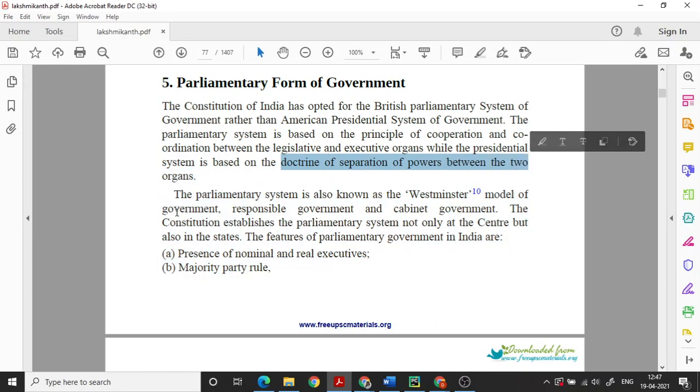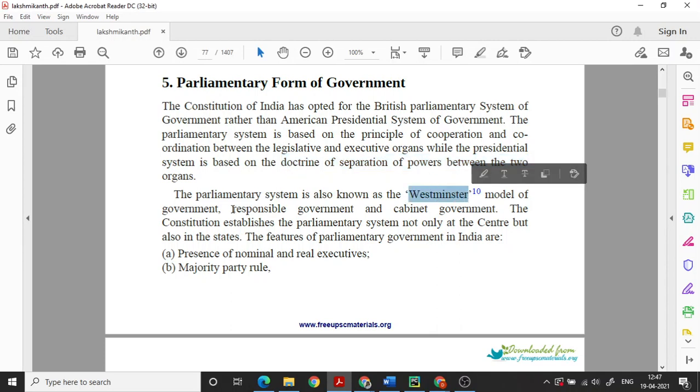Now we call this parliamentary form of government also by the name Westminster model of government, or responsible government, or even cabinet government. So these are the different terminologies. Now we'll see the major features of the parliamentary form of government in India.